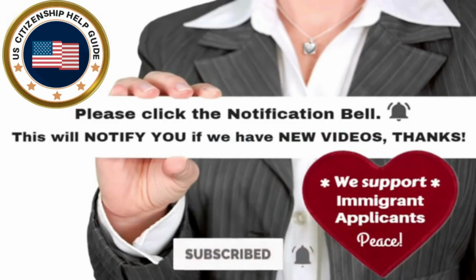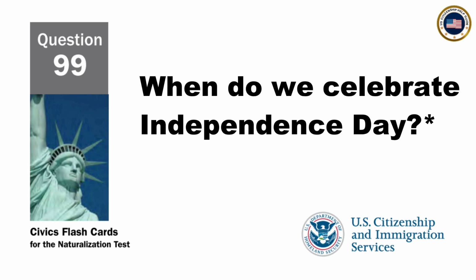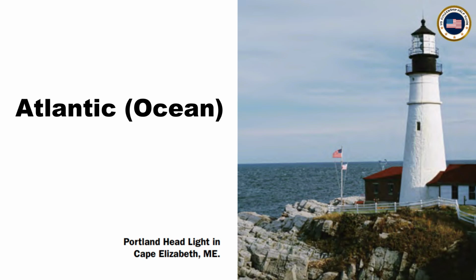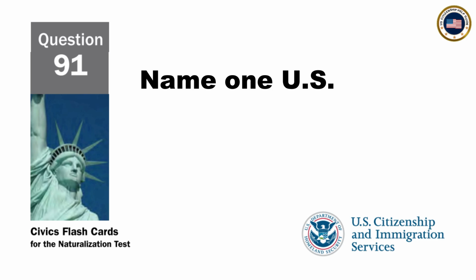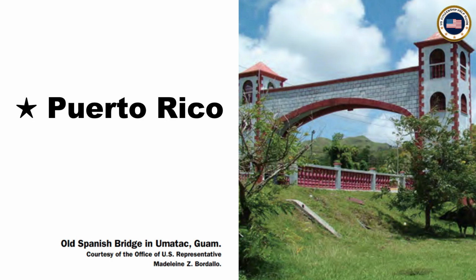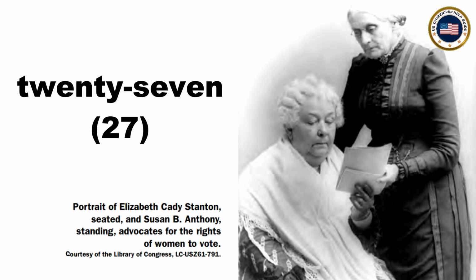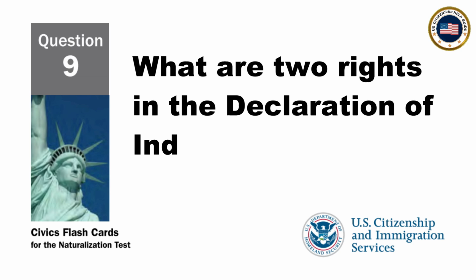When do we celebrate Independence Day? July 4th. What ocean is on the east coast of the United States? Atlantic Ocean. Name one U.S. territory. Puerto Rico. How many amendments does the Constitution have? 27.